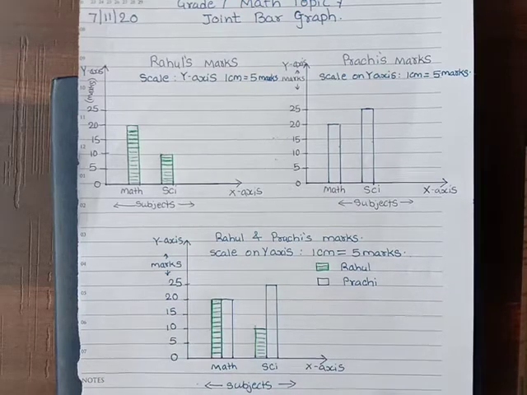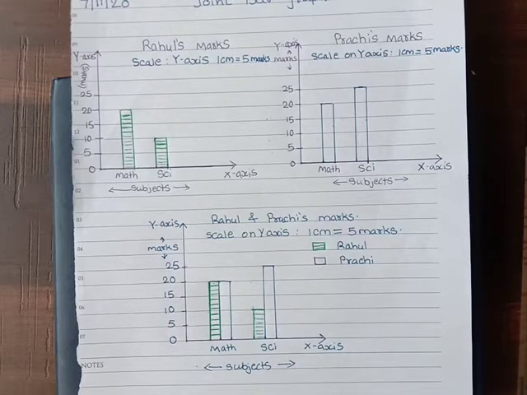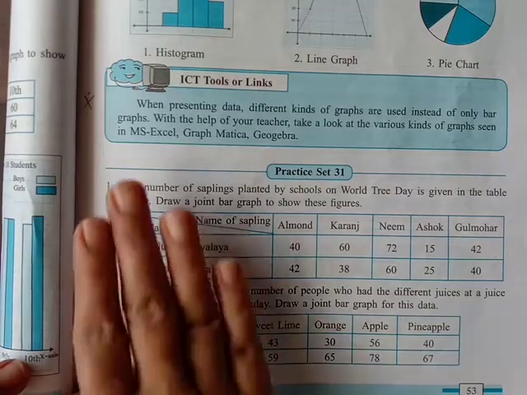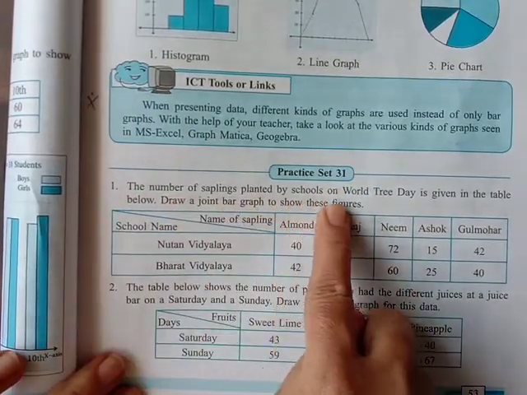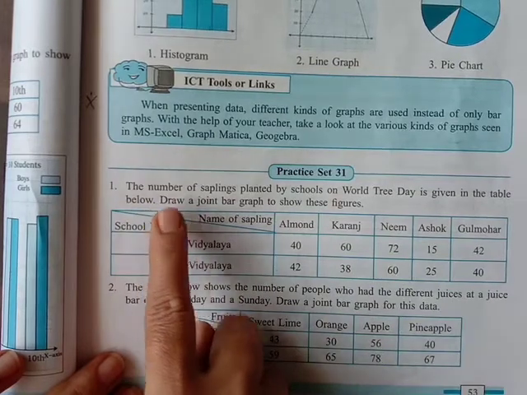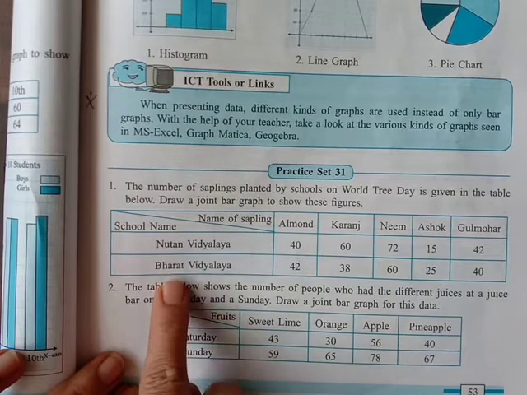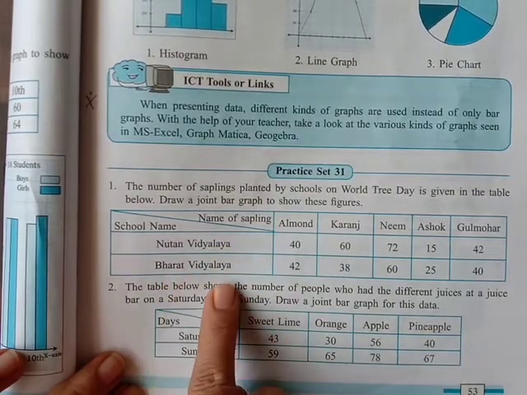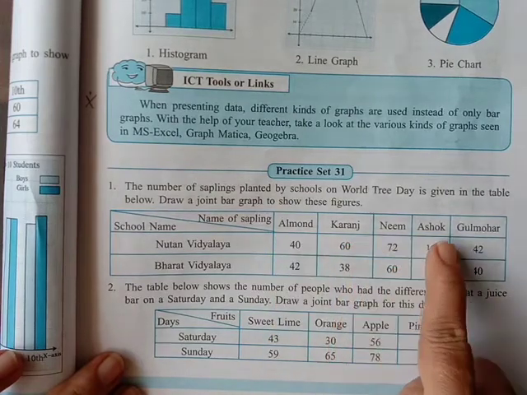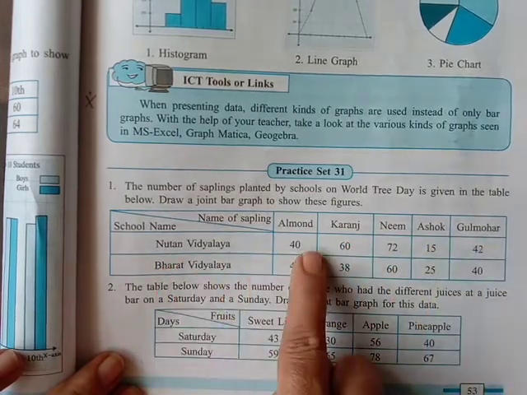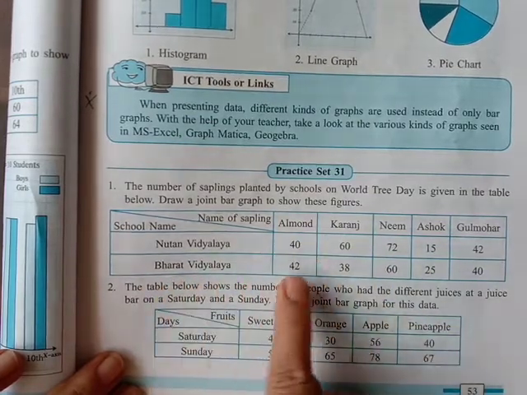Okay, so let's start with our first exercise from your textbook to draw a joint bar graph. Now see students, this is your textbook practice set 31. The first question is, the number of saplings planted by schools on World Tree Day is given in the table below. Draw a joint bar graph to show these figures. So you have two schools, Nutan and Bharat Vidyalaya. And which saplings have they planted? Almond, Karanj, Neem, Ashok and Gulmohar. So for Almond, Nutan has planted 20, Bharat has planted 42.